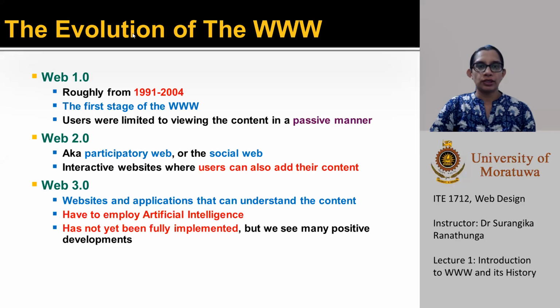The next generation is Web 3.0. Here we expect to develop websites and applications that can understand the content in the web pages. In essence, Web 3.0 will heavily rely on artificial intelligence, more specifically in technologies such as natural language processing and computer vision. Web 3.0 is not yet fully implemented. However, we see many positive developments. For example, when you add a photo to Facebook, faces in the photo are automatically identified. Some other developments are fake news detection to identify false news that is spreading on the web, automatically identifying the customer opinion on different products and services, and identifying hate speech or abusive language.